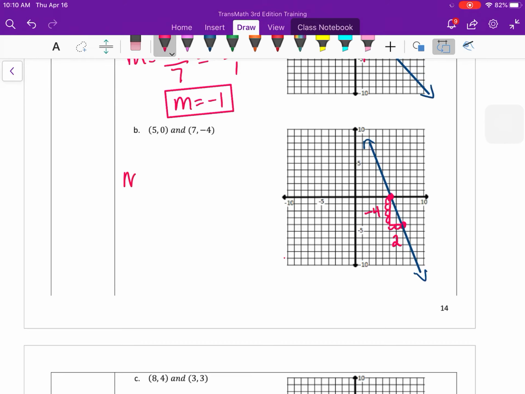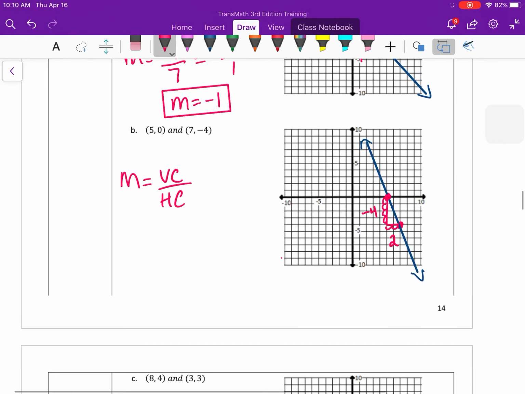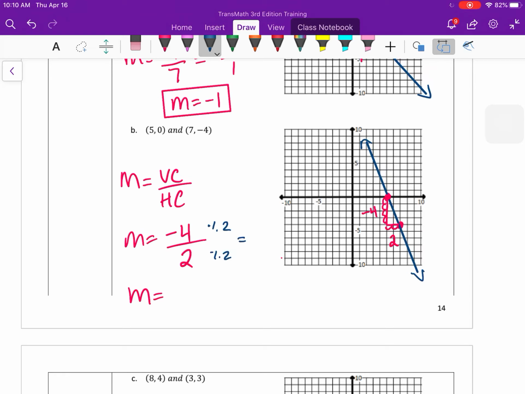So my vertical change over horizontal change. My vertical change is down 4, so negative 4, and my horizontal change is right 2, so positive 2. And now both of these can be divided by 2 to simplify this fraction to negative 2 over 1. And you could simplify it even further and just say your slope was negative 2.